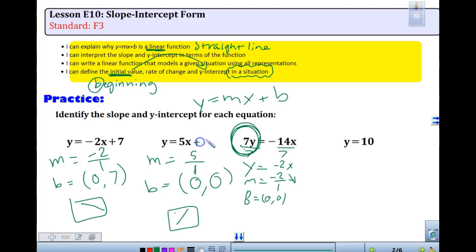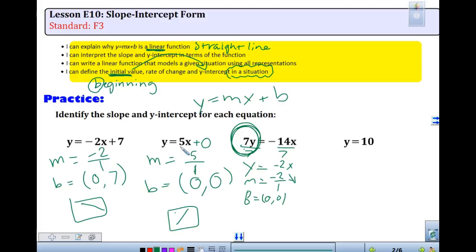Understood plus 0 right here. So, where's my b? That's kind of hard to see, but if you just have a term with the x, you understand that there's a plus 0 there. So your intercept is at (0, 0). And then it's a positive slope, so the direction of your line is up and to the right.